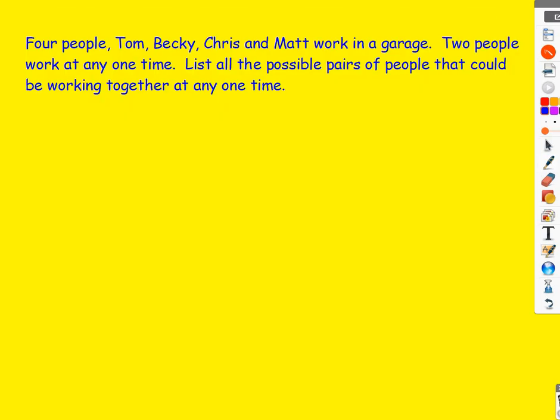And the next question. 4 people, Tom, Becky, Chris and Matt, work in a garage. 2 people work at any one time. List all the possible pairs of people that could be working together at one time. So again, we're going to abbreviate the names, so T, B, C and M. And we'll take the first person in the list, which is Tom, and we'll have him working with Becky, the second name in the list.